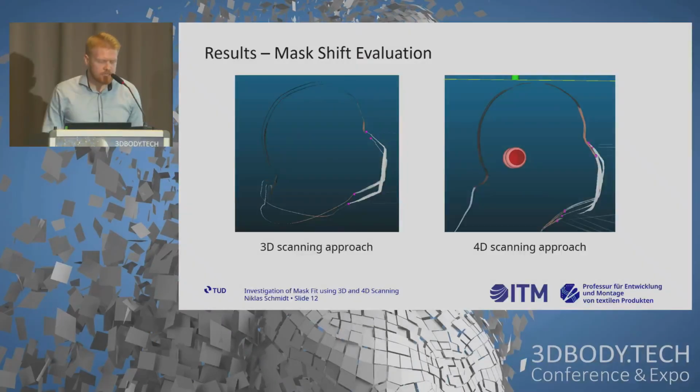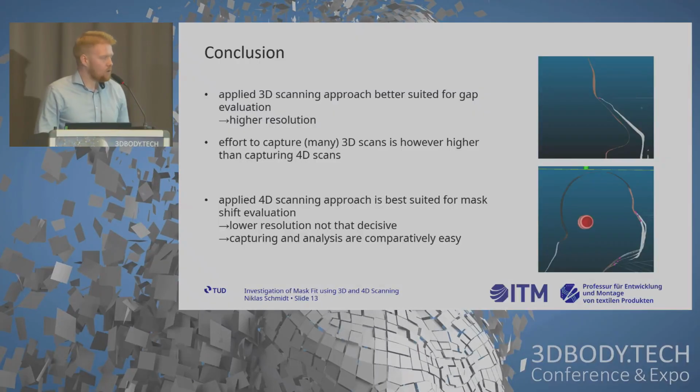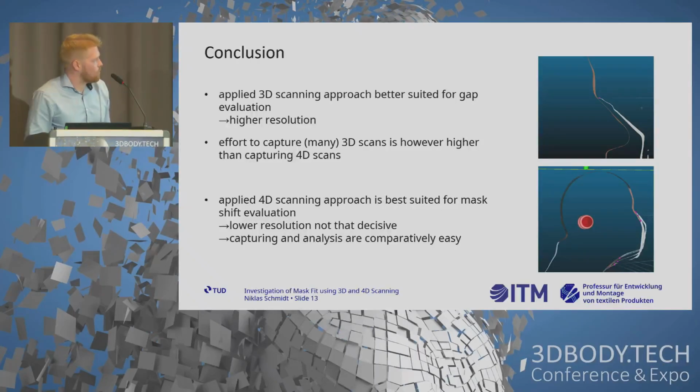And as for the mask shift evaluation, we can see that both scans basically show a clear view of how the mask shifted. The applied 3D scanning approach was best suited for the gap evaluation due to the higher resolution, and the applied 4D scanning approach was best suited for the mask shift evaluation because the lower resolution was not that decisive here.